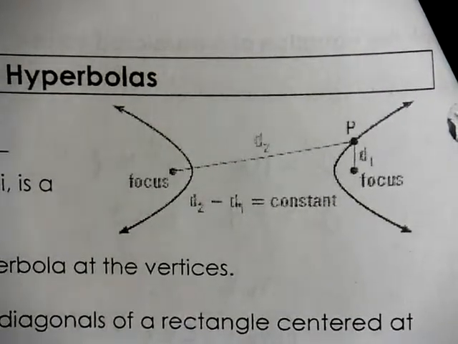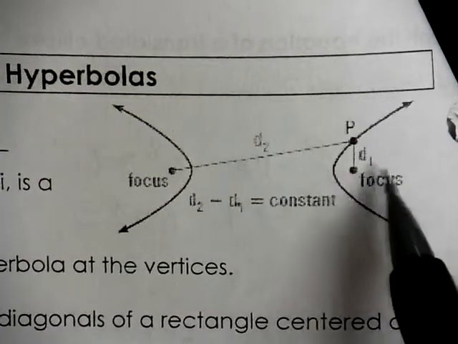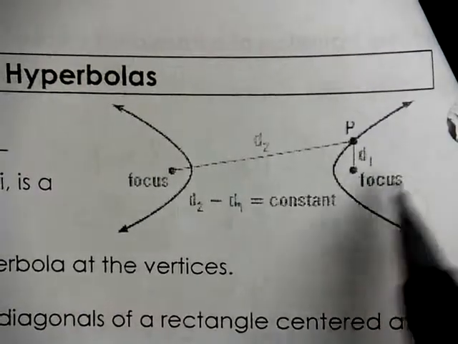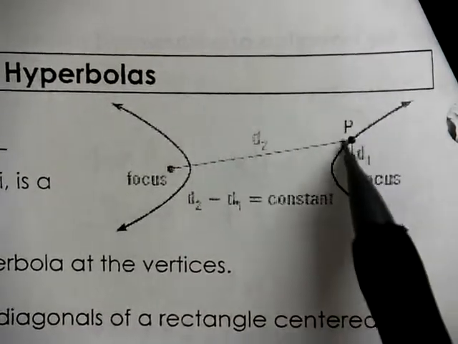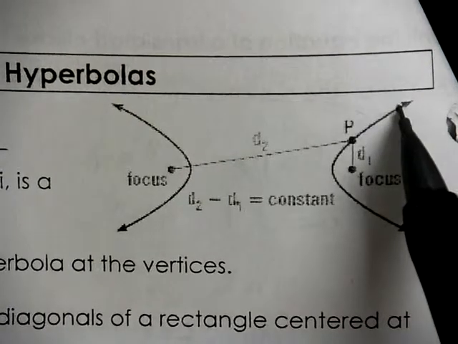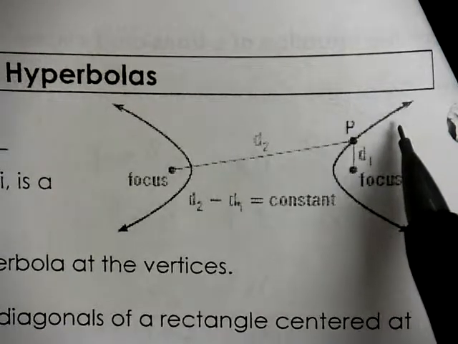this is different than an ellipse, where we're looking for the sum of the distances to the two points, and that would be a circular type figure. This is the difference from the two points, and we have a constant. So the farther you go out minus the farther you come back, you're going to have a constant value.